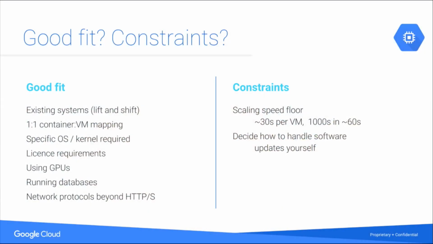So constraints. As I've said earlier, each VM takes an average of 30 seconds to boot up. So if you have an application which needs to scale up really fast, then you need to rethink which architecture you would probably use. And when you have a lot of VMs working together and you have to roll updates across different VMs, this could be slightly difficult in terms of managing that. However, it's a fantastic fit for lift and shift.